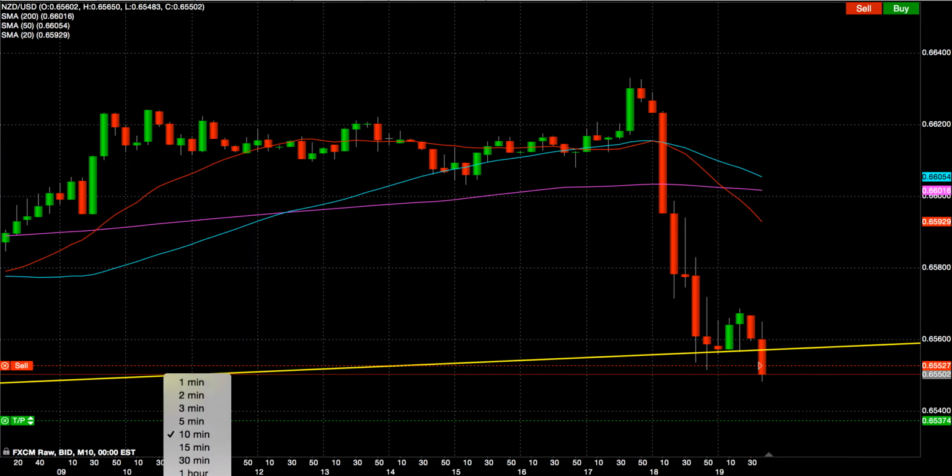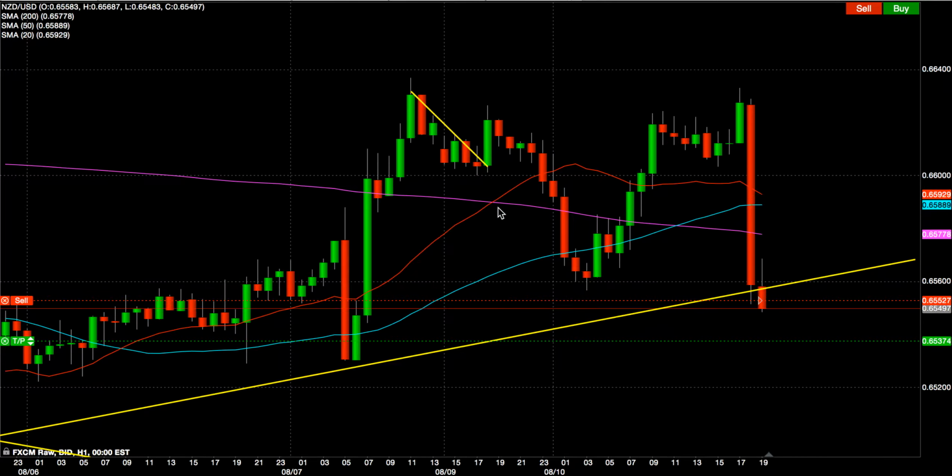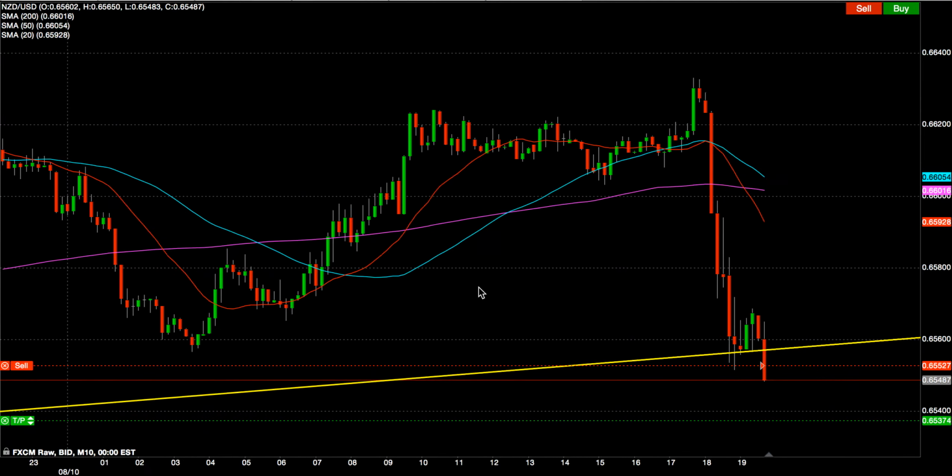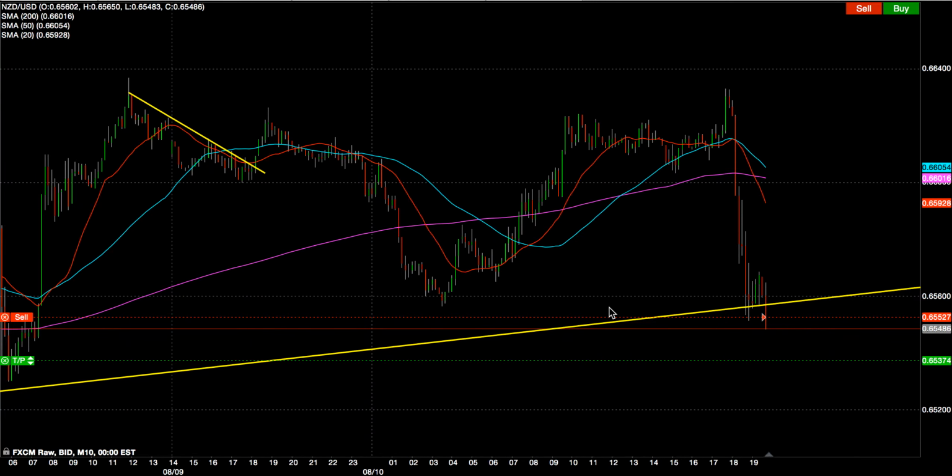Let's take a quick look at the 60-minute time frame, or the 1-hour chart. It's a beautiful sell-off, and looks like she's going now. Let's go back to the 10-minute. There we go. And again, I am looking for this to bounce off of this area here.